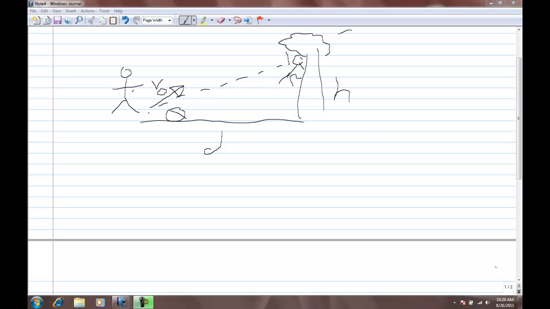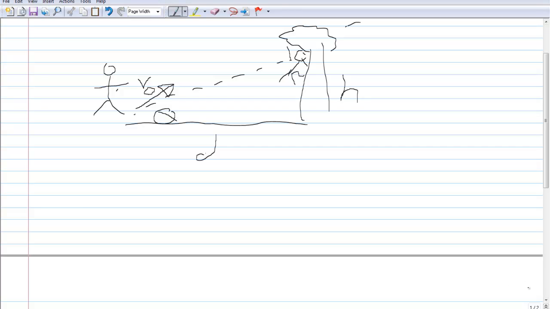Alright, so welcome, and right now we're going to do a physics problem for kinematics. What we have here is a hunter who's right here, and he's trying to shoot a monkey up in a tree. There's this guy right over here. And what he's doing is he's pointing his gun at the monkey, straight at the monkey, and then firing.